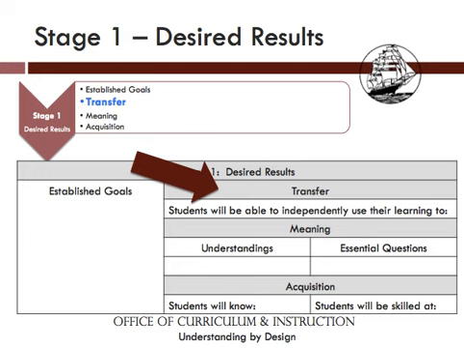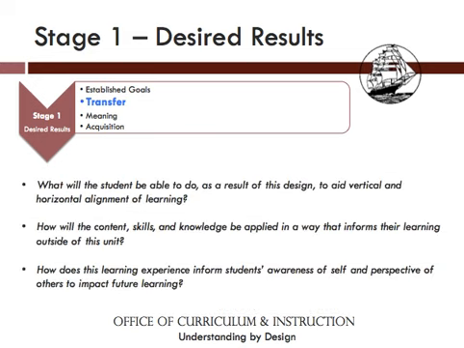And as you can see, there's a guide or lead-in: students will be able to independently use their learning to. So here are some helpful questions to guide you into filling out this section of the unit design. You can ask yourself, what will the students be able to do as a result of this design to aid vertical and horizontal alignment of learning? So not just what they're doing within the unit, how does it help them connect the information or understandings that they developed in a previous unit? How is it going to set the stage for their learning moving forward? But beyond that, beyond the sort of horizontal scope of the grade in which they're now in, what's the vertical connection?